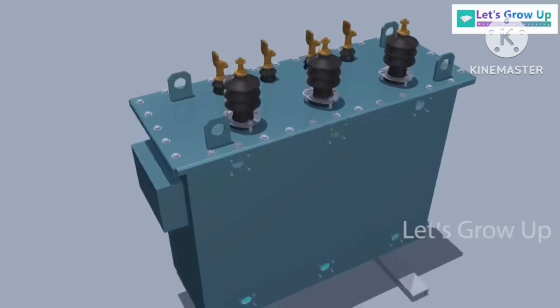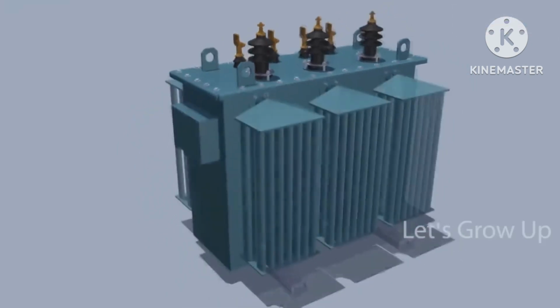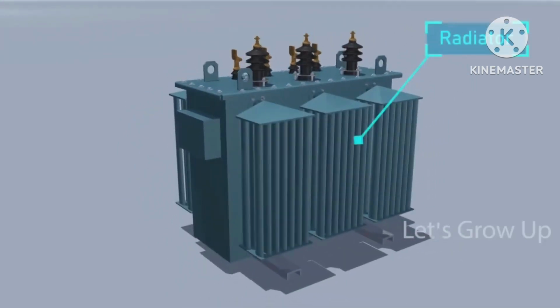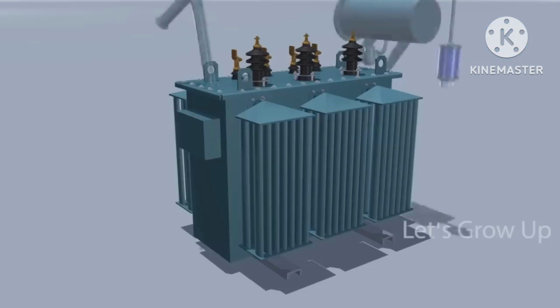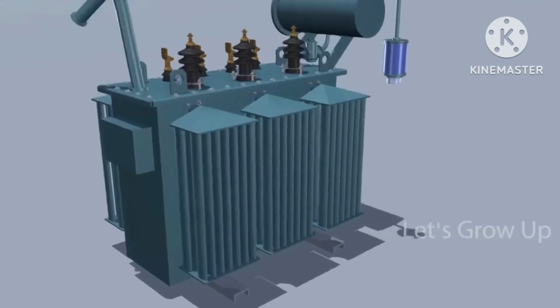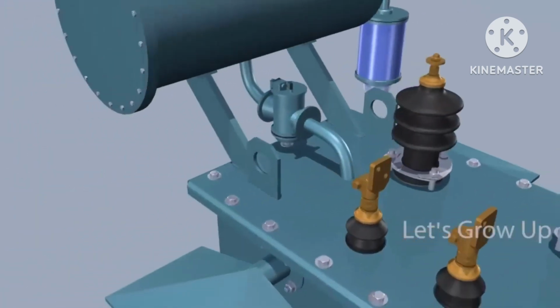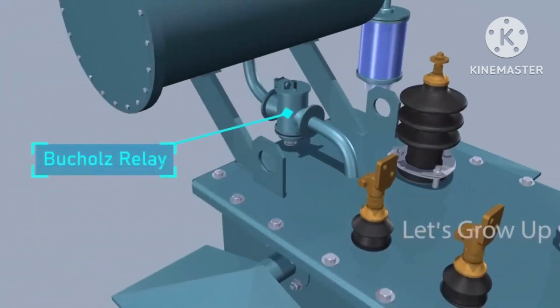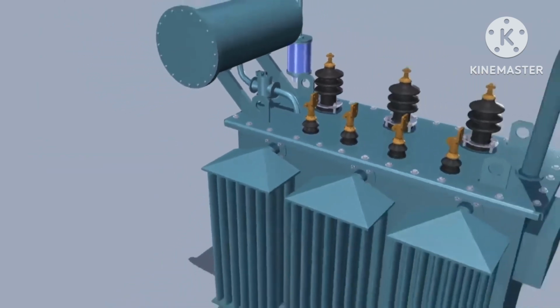Not only that, external cooling tubes or radiators are there. The radiator of the transformer accelerates the cooling rate, thus it plays a key role to increase the loading capacity of an electrical transformer. A Buchholz relay is used to detect any fault inside the transformer. Hope you understand the working function of the transformer.